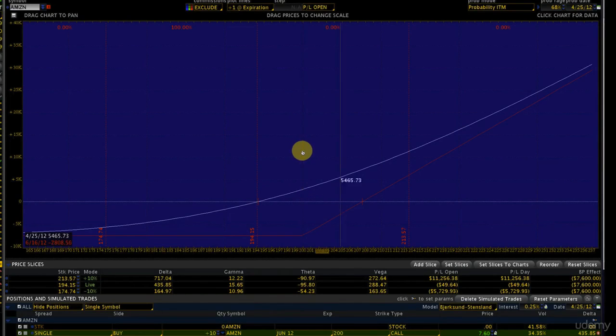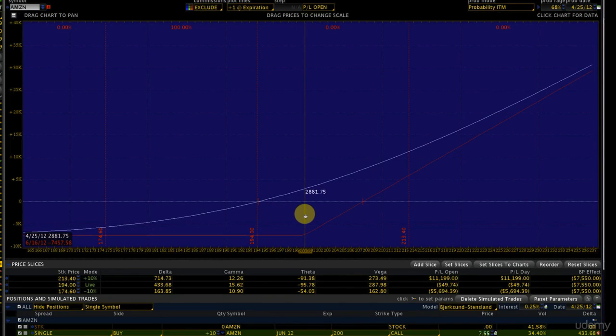Let's just say if Amazon goes to 220, we'd make a nice profit. But anything above 220, we are willing to give up the profits, but in return for giving up those profits, we should get something in return. Perhaps what we can get in return is limiting our losses on the downside, so that we don't face such a big loss of 7,500 in case Amazon starts to go down. So that is the principle of a spread.